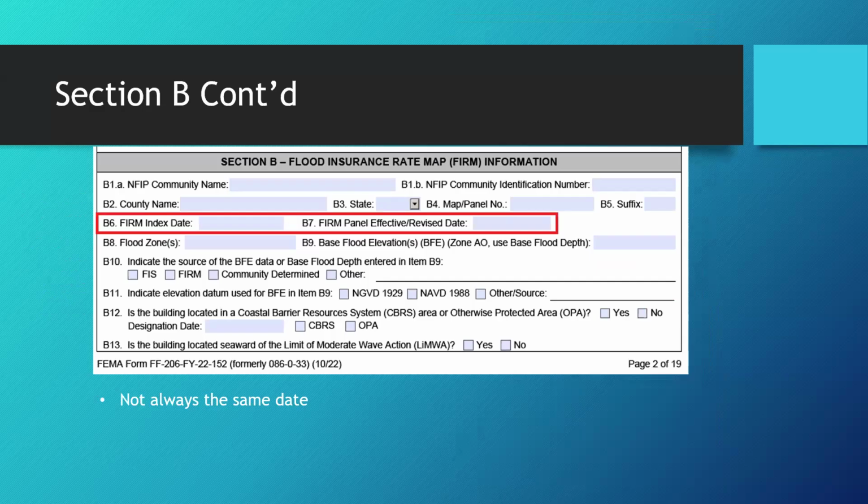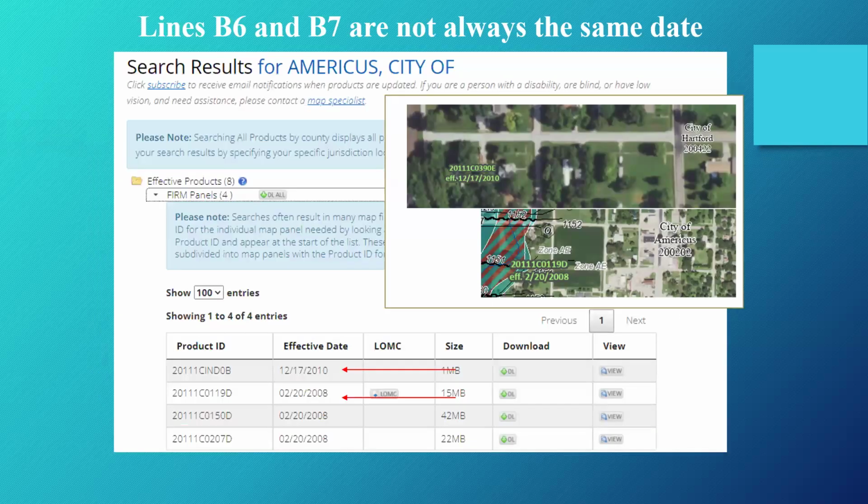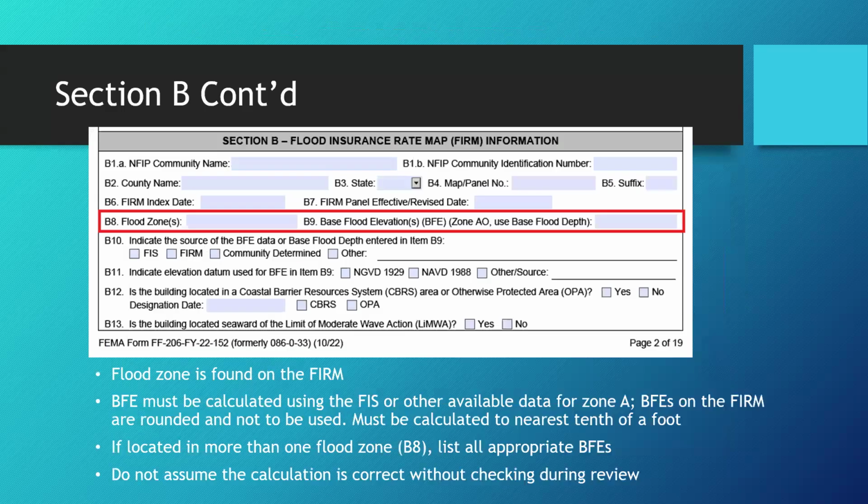Again, firm index date is separate from the firm panel effective. So they are often the same date, but they're not always the same date. So here's a case, and I believe this has been updated since then, but where the index dates, effective dates, and the map panel date are not the same. So the panels were 2008, and then the index ended up getting updated in 2010. And this was, I believe, a levy case where it had to be updated. So it's just an example that they might not always be the same date, so just don't assume that.